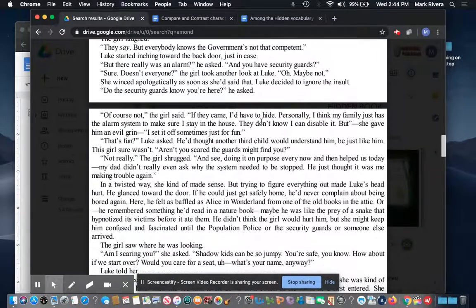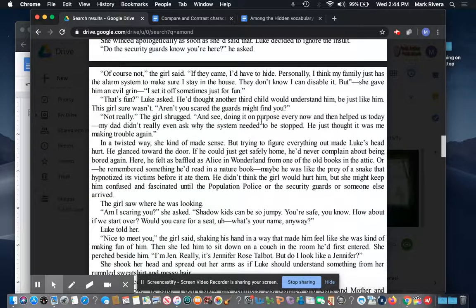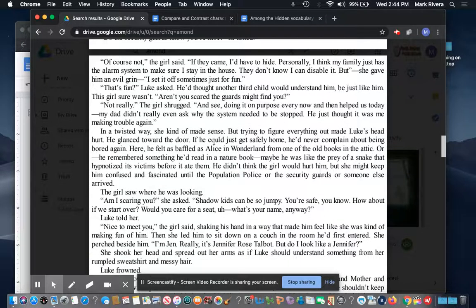"Did the security guards know you're here?" he asked. "Of course not," the girl said. "If they'd come, I'd have to hide. Personally, I think my family just has an alarm system to make sure I stay in this house. They don't know I can disable it, but," she gave him an evil grin, "I set it off sometimes just for fun." "That's fun?" Luke asked. He thought another third child would understand him, be just like him. This girl sure wasn't. "Aren't you scared the guards might find you?" "Not really," the girl shrugged. "And see, doing it on purpose every now and then helped us today. My dad didn't really even ask why the system needed to be stopped. He just thought it was me making trouble again."